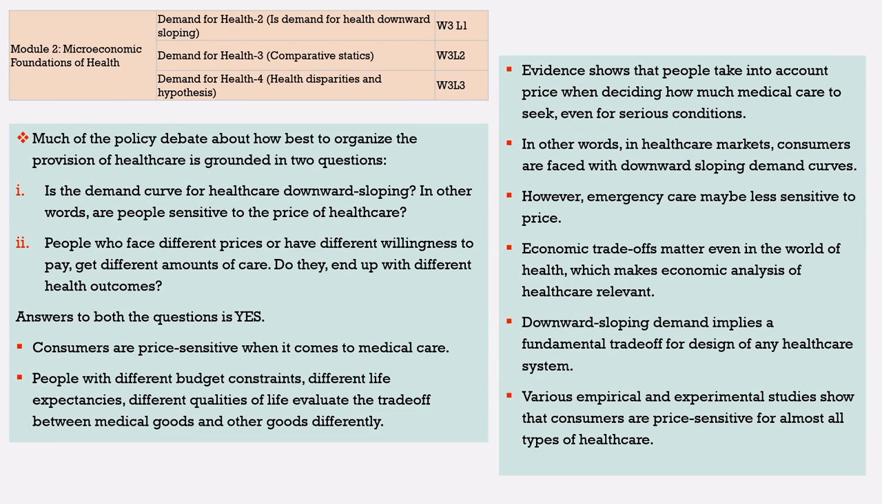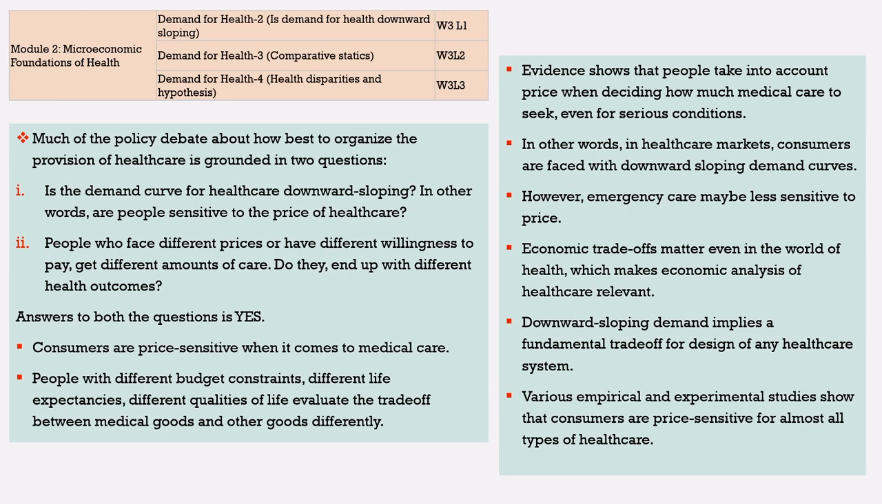And we saw that the answer to both questions is yes, and therefore we dealt with the issue of health disparities and how different socioeconomic factors contribute to how much people spend on health and how much people demand health. Two important conclusions that we discussed as a part of this lesson were, one, yes, consumers are price sensitive when it comes to medical care, and people with different budget constraints, depending upon richer sections of the population or not so rich sections of the population, have different life expectancies and different qualities of life, and they evaluate the trade-off between medical goods and other goods differently. So, we did find that these are two important questions and they give rise to two different outcomes.